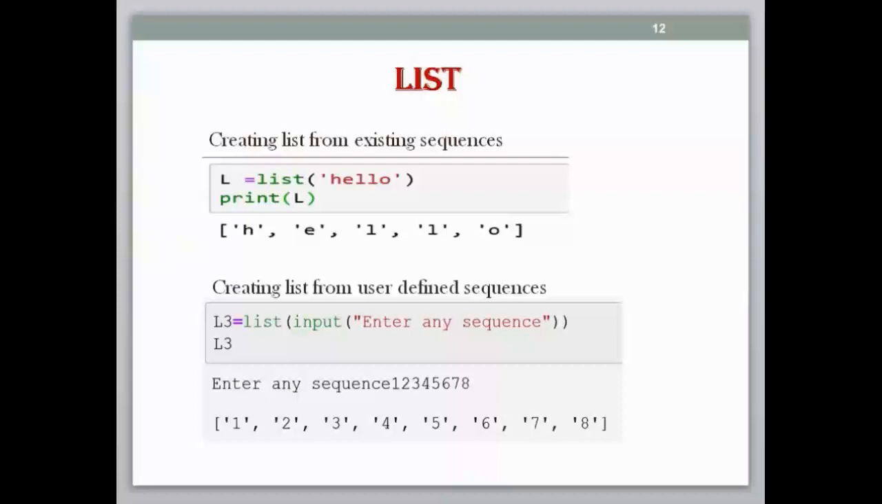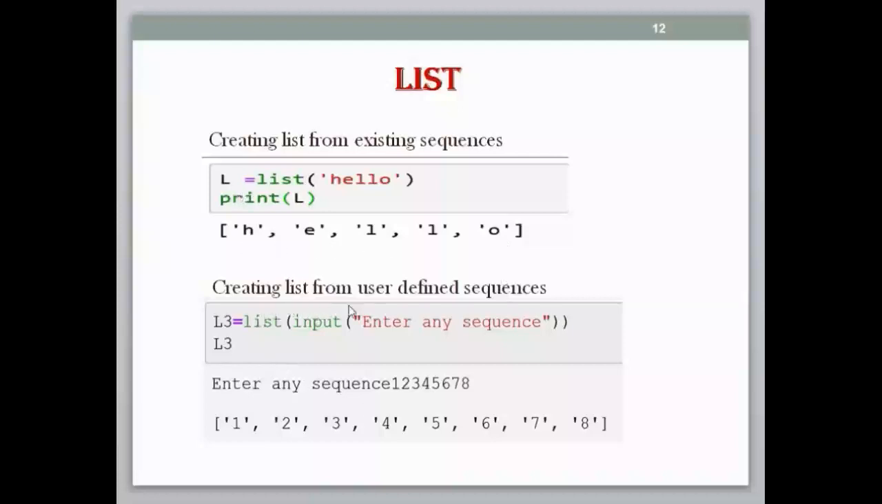Now, how to create a list from an existing sequence? Suppose you have a string "hello". Now you want to convert this "hello" into a list. You can do this with the help of the list function. So just apply the list function to the string, save it in L and print it. Here you will get the list of characters.